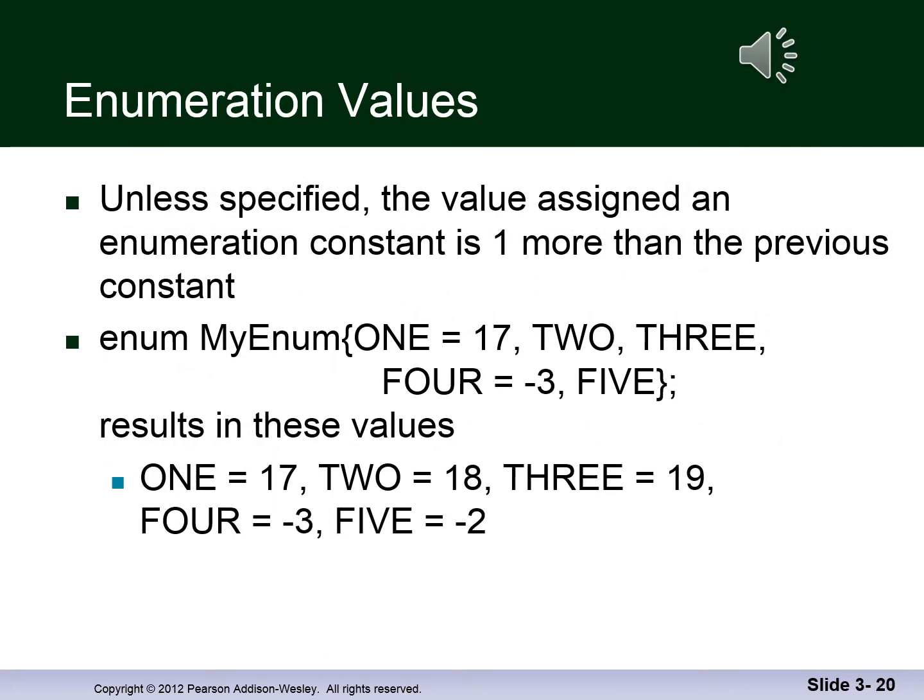Another twist: the value assigned to an enumeration constant is +1 more than the previous constant. So here's an example of an enum with an identifier name of my enum. 1 equals 17, comma, then 2 and 3 are not initialized. But because the one prior to 2 was 17, 2 will take 17 plus 1. It will equal 18. 3 will equal 19. And then we can go right back to initializing 4 as a different number. So 4 will be initialized to -3. And 5 will be, this is tricky, -3 plus 1, -2.